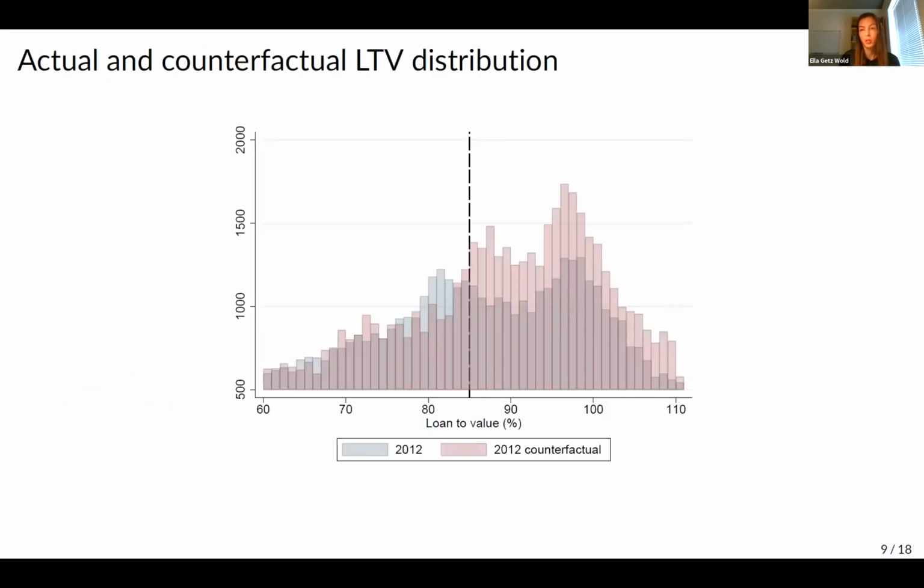I just wanted to show you an example of what the counterfactual distribution can look like. This is in 2012, and we see the actual distribution here in blue. And in pink, we see the counterfactual distribution that we have constructed. You see that you have a lot more high LTV mortgages in the counterfactual distribution. And then in the actual distribution, you see some bunching just below the regulatory cap.